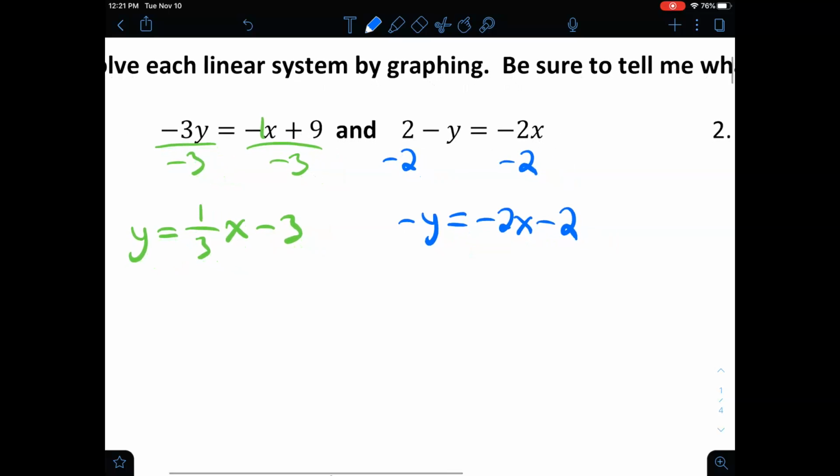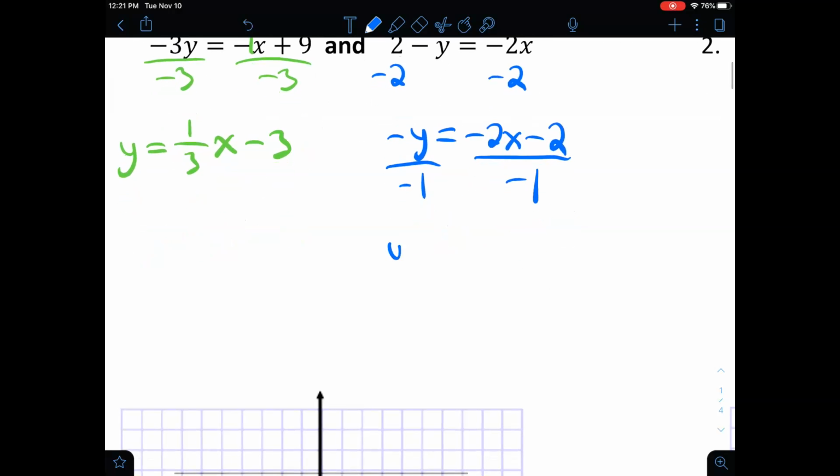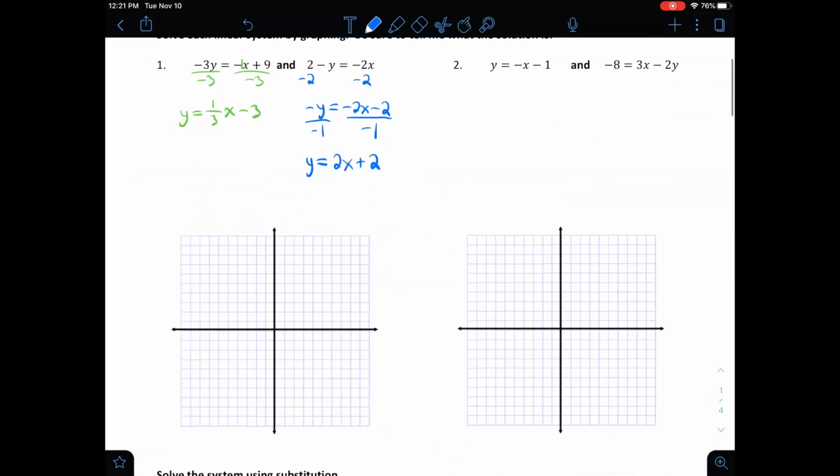Now, what's the next step to get y by itself? We have a floating negative in front, which is like there's a negative 1. So how do I undo multiplying by negative 1? Well, I can either multiply or divide by negative 1 to get it to cancel out. It's going to change the signs. So y is going to be equal to negative 2x divided by negative 1, which is 2x, and negative 2 divided by negative 1 is positive 2. So let's graph these now.